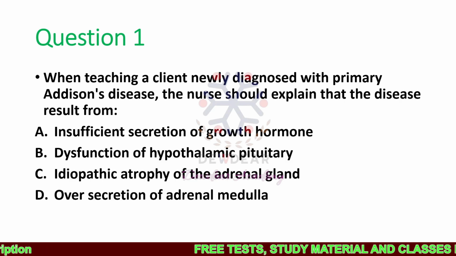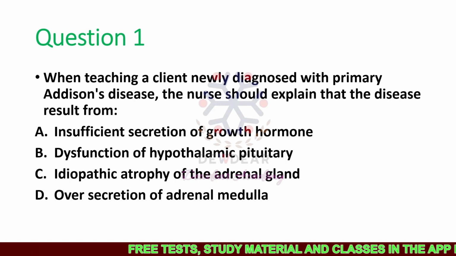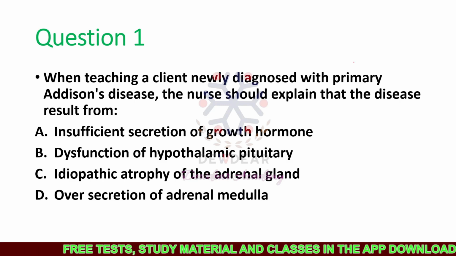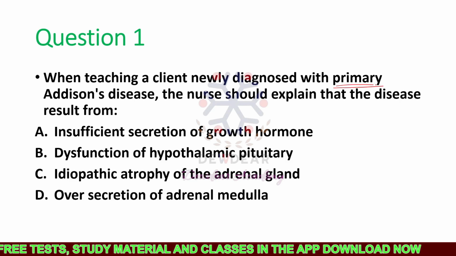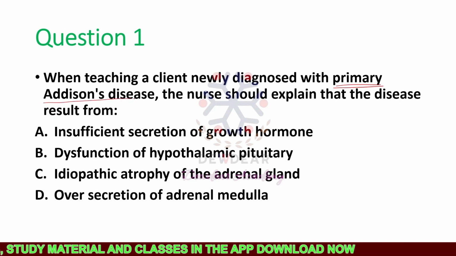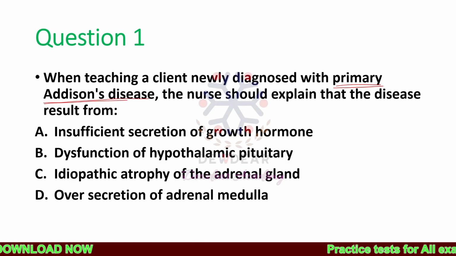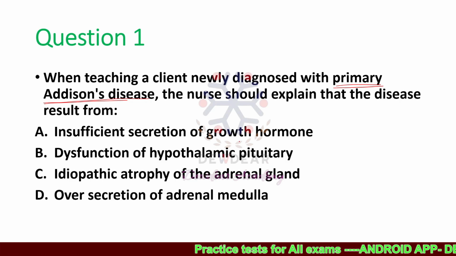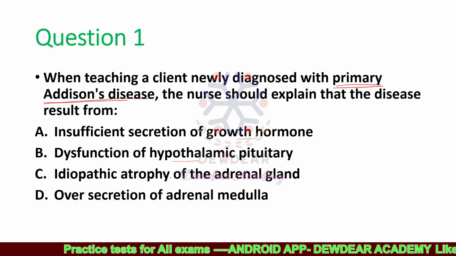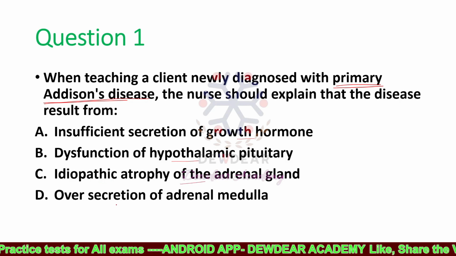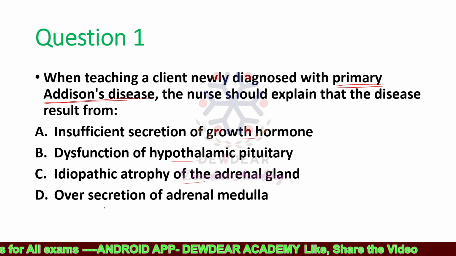So here the question is, when teaching a client newly diagnosed with primary Addison's disease. This is the key term that you have to note. What is primary Addison's disease? The patient is newly diagnosed with it, so what should the nurse explain regarding how this disease results? The options are insufficient secretion of growth hormone, dysfunction of hypothalamic pituitary, idiopathic atrophy of the adrenal gland, and oversecretion of adrenal medulla.